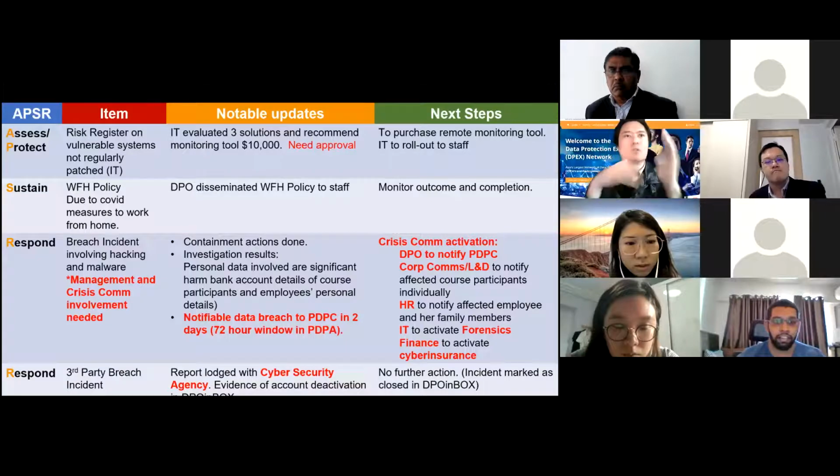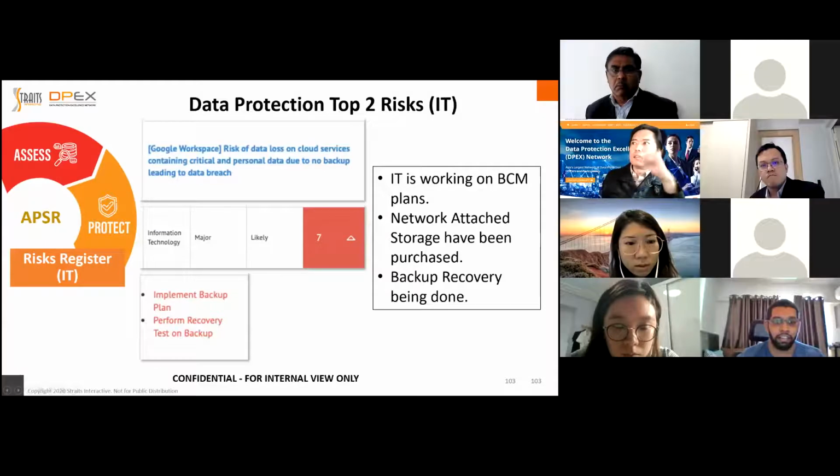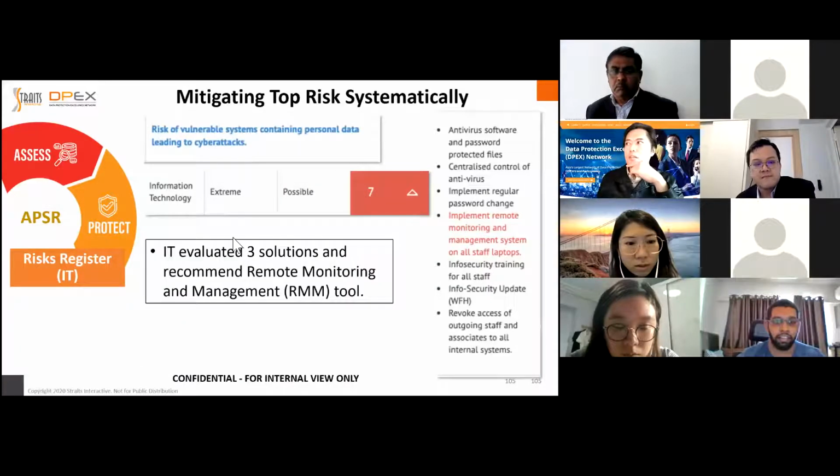Why? Because we already have a format of reporting. So I say, tell me more. First one, the $10,000. I ask, what is it about? Straight away, okay, this was the risk, identified as level 7. Level 7 is critical for us. So what happened? We evaluated that we need to fix a vulnerable system. We evaluated 3 solutions and we recommend this remote monitoring and management tool, and the best one is $10,000. Approved, because for level 7 we agreed it is a risk we have to mitigate within this quarter. All right, decision making done in 3 minutes.